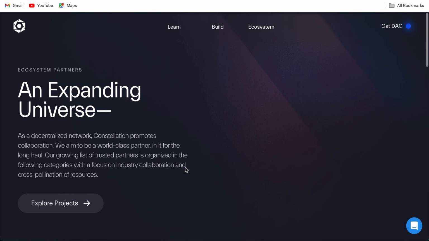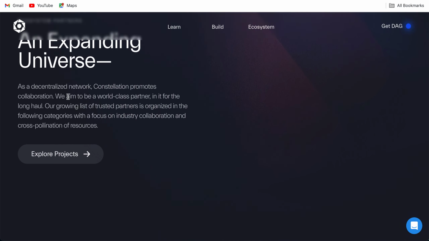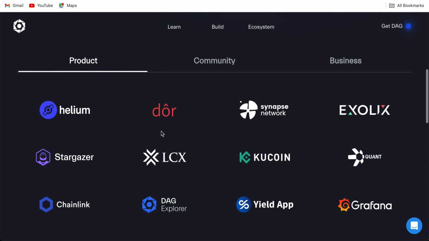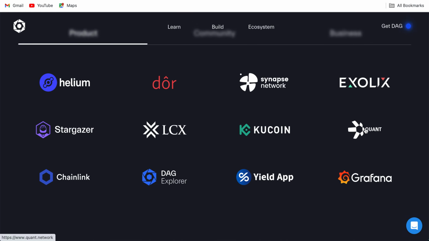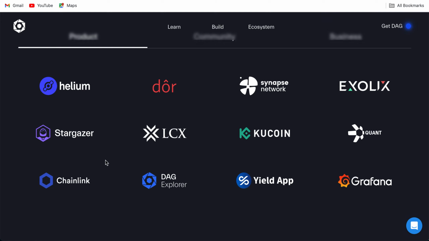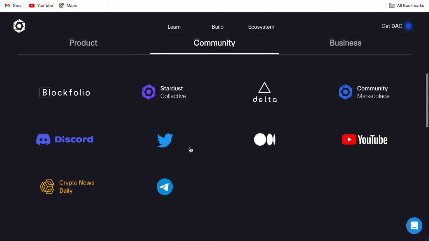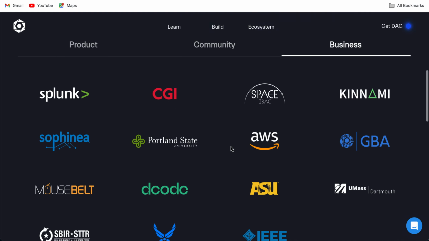Let us check this out, guys. An expanding universe. As a decentralized network, Constellation promotes collaboration. So check out the partners. You guys are acquainted with a few names over here: Quant, Qcoin, LCX, Chainlink, Helium. So you guys can see what this is all about. Now check this out. This is the community. You can find them on YouTube, Stardust Collective, Twitter, Telegram, Discord. Anyways, let us check out the business.